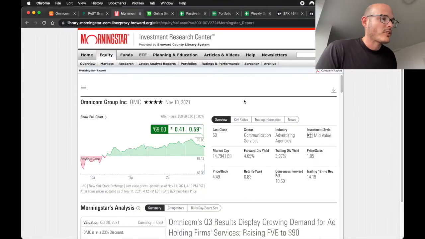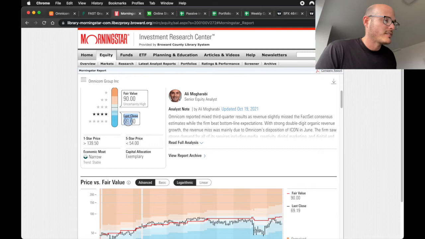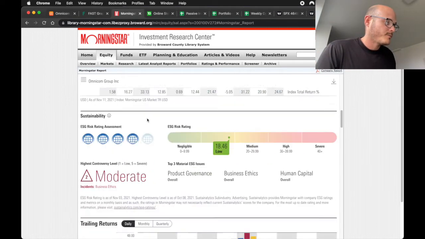So if we go to Morningstar, you can see Morningstar has a 4-star rating out of 5. That means it's a good buy stock based on their rating metrics. Some of the things I like here: it has a current price of $69.60, and they have a fair price around $90. So it's lower than the FAST Graph, which had around $100 to $110, but it's still up there in that $90 to $110 range. So it's a good $20 or $30 potential of return there.